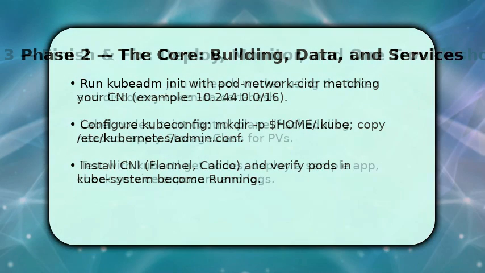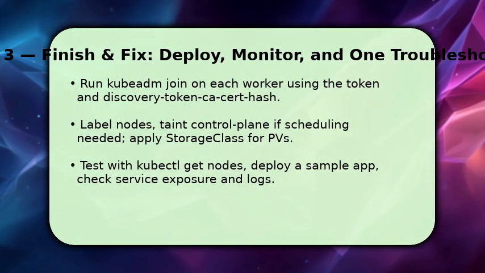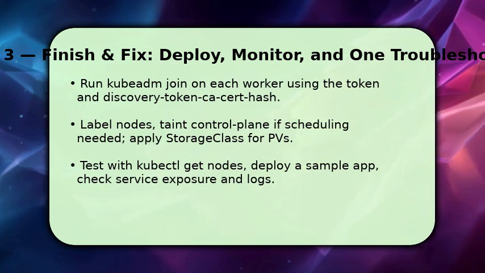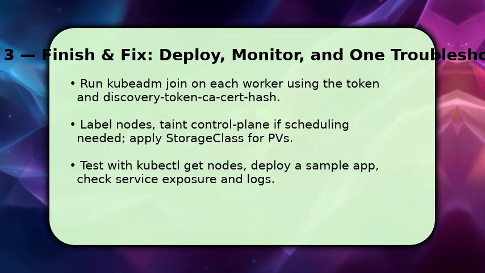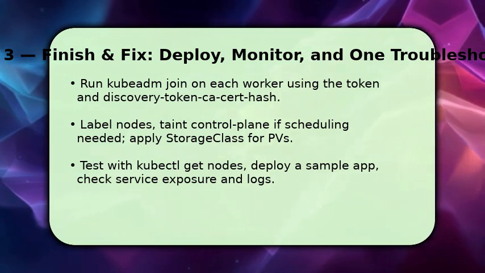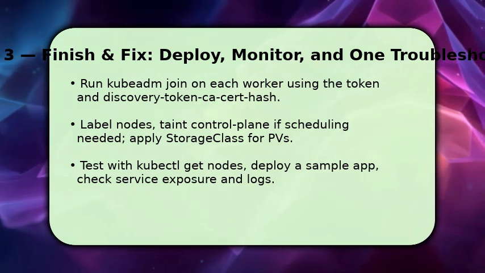You finish by adding workers and validating the environment. Use the kubeadm join command from the control plane output on every worker, including token and the discovery token CA cert hash, so nodes authenticate securely. Once joined, label nodes for roles, and if you need pods on the control plane, remove or adjust taints.